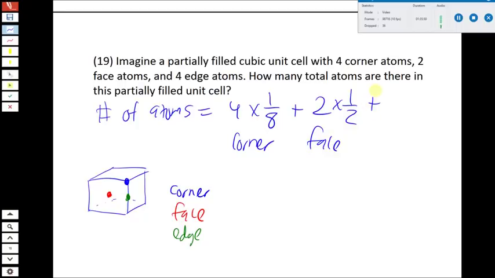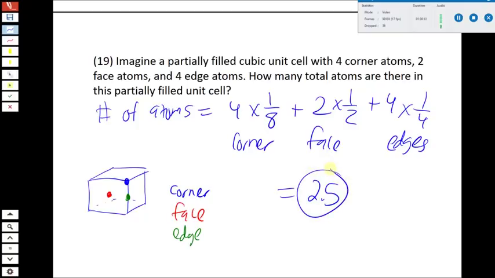And then we have 4 atoms on the edges in this partially filled structure, and how many are edge positions shared with? 4. So as you arrange the unit cells next to each other, you'll have 4 that all intersect at a given edge of the unit cell. You see these are the edges. And so this partially filled unit cell has 2.5 atoms in it.